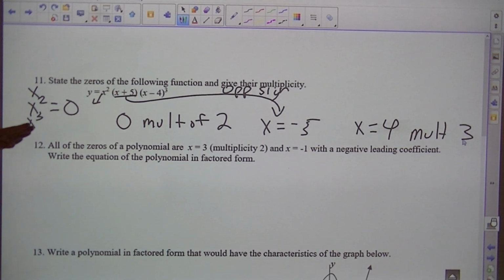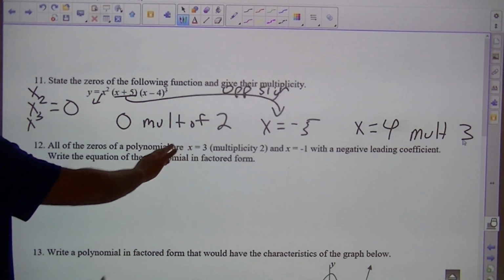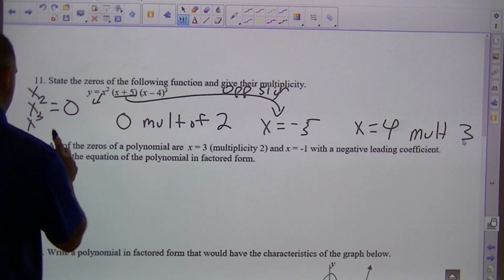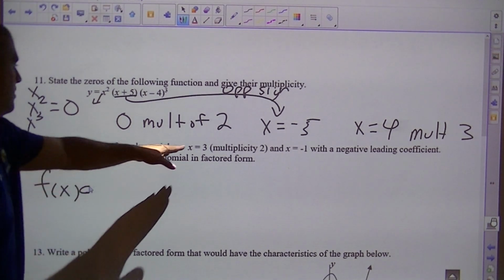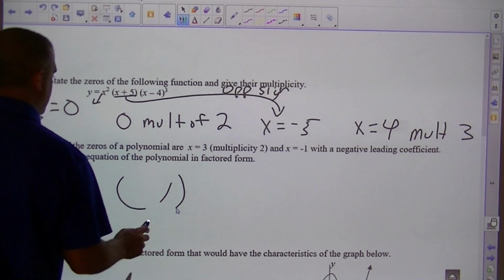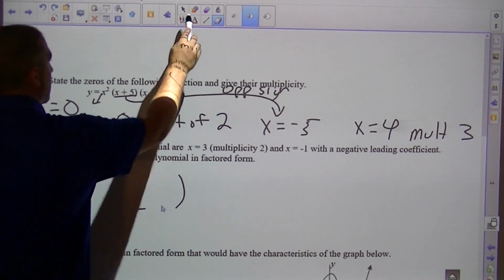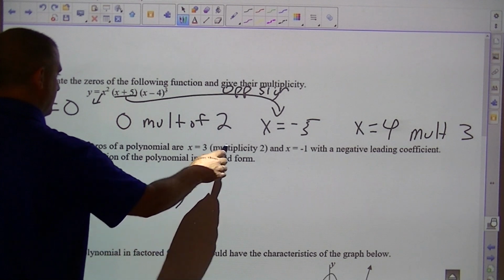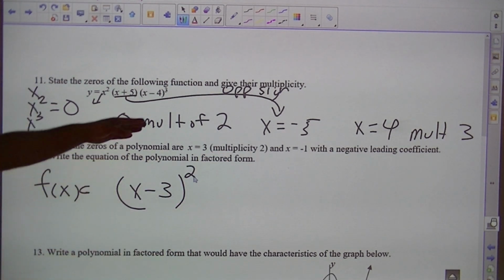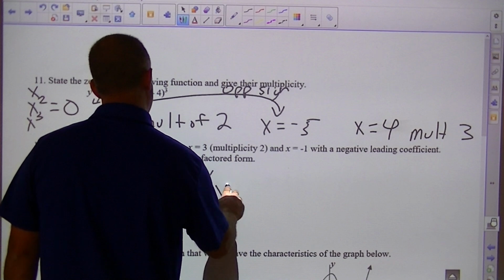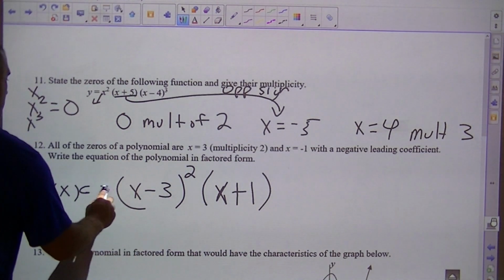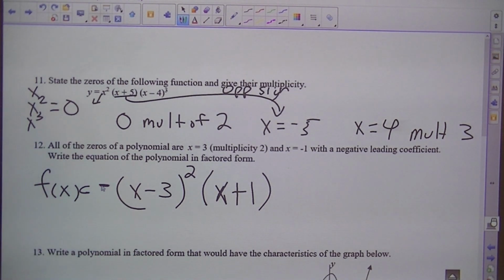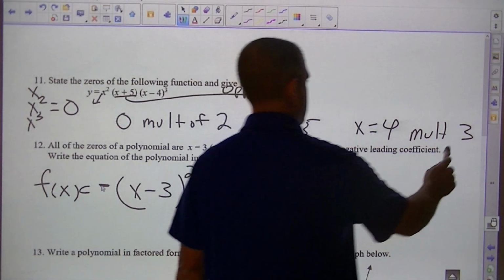Alright? All the zeros of a polynomial are x equals 3 multiplicity of 2. Alright? X equals -1 with a leading negative coefficient. So what would the equation be? Okay? Very simple. Alright? X equals 3 as a factor would be x minus 3, multiplicity of 2 means that's squared. X equals -1 would be this. And a negative leading coefficient would mean that. So that would be my equation. Okay? Alright.